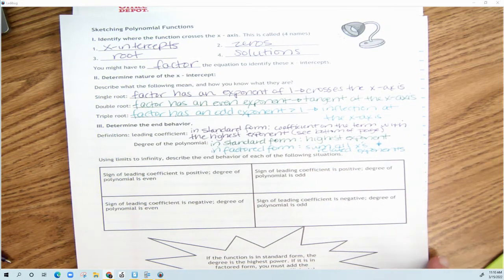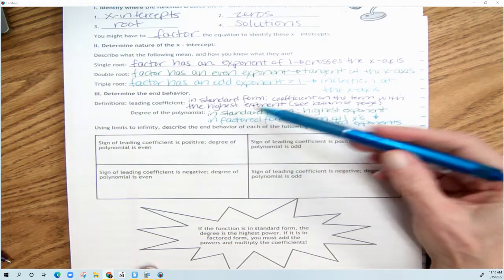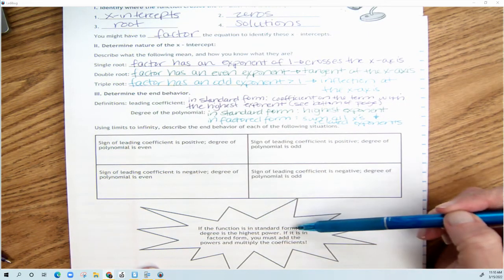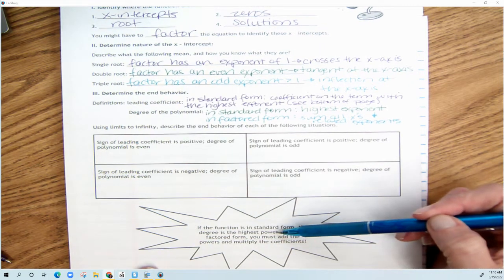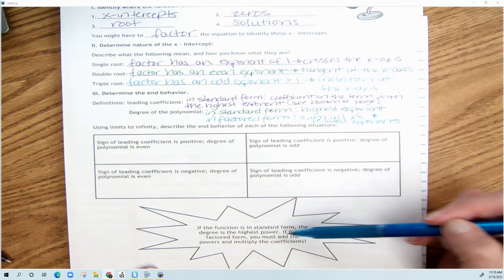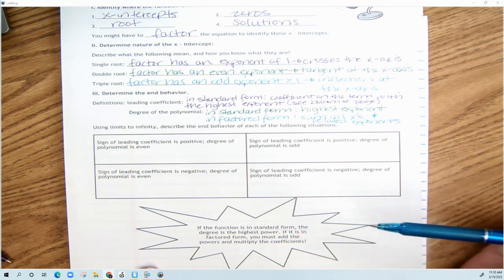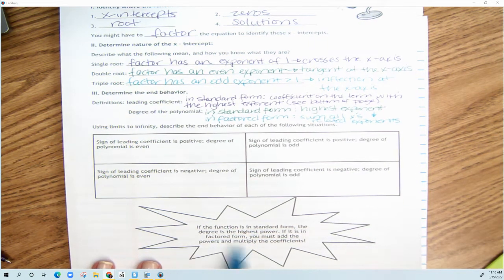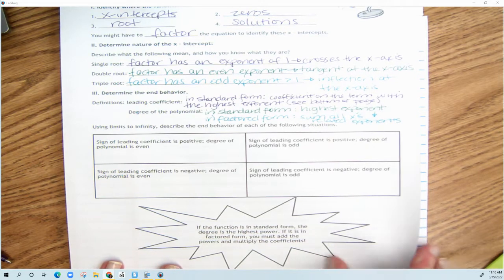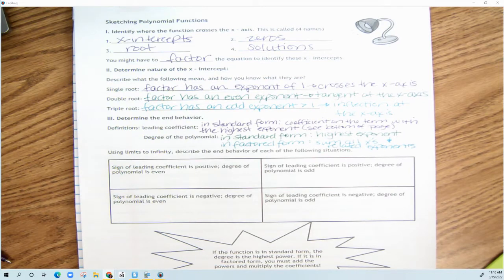So now let's go look at the bottom where it says about the leading coefficient. If the function's in standard form, meaning not factored at all, the degree is the highest power. If it's in factored form, you have to add the powers and multiply the coefficients. This just goes back to how you have to look at it differently if it's in standard form versus factored form.